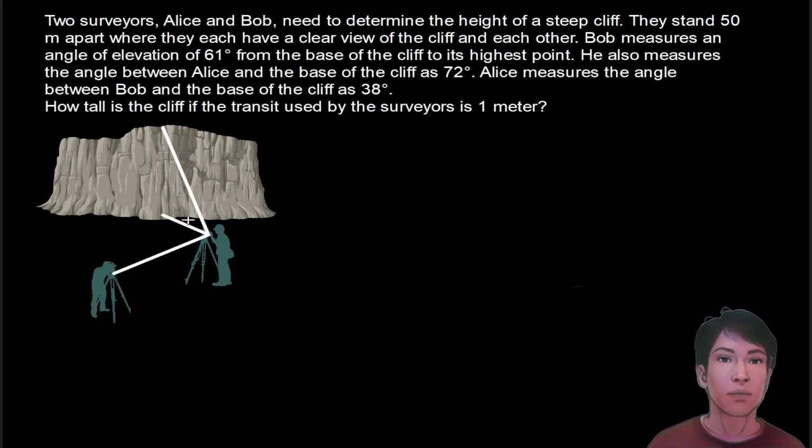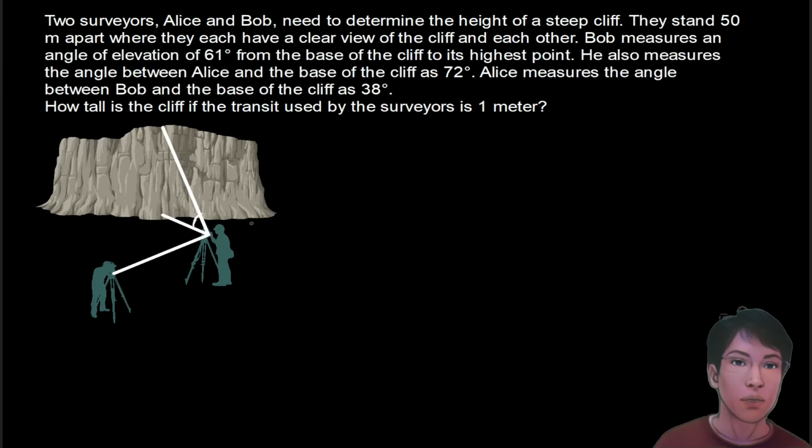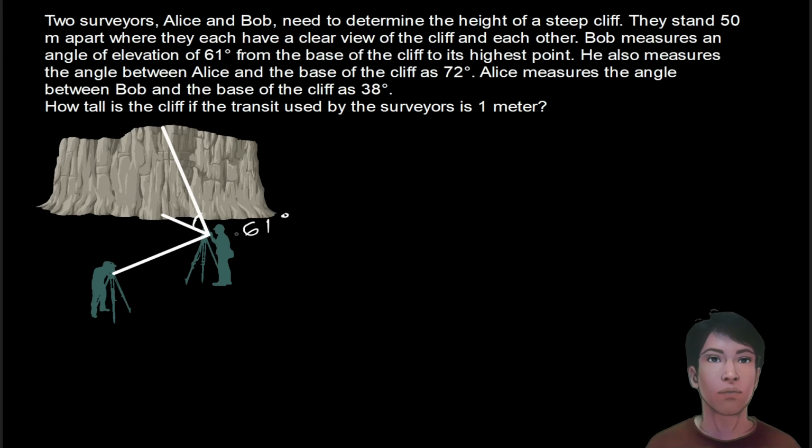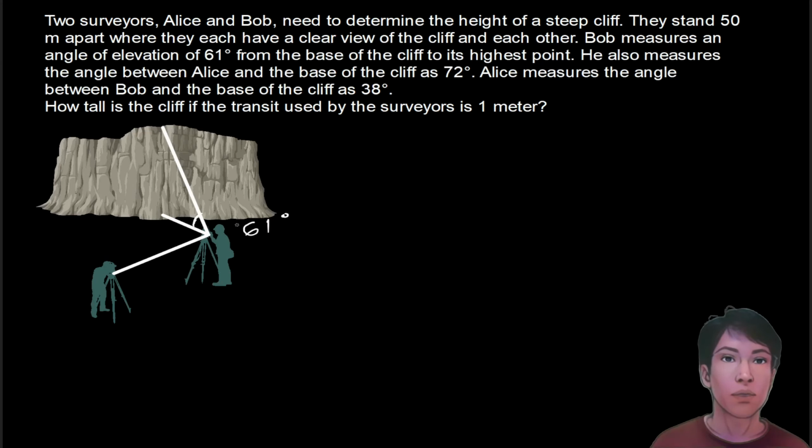So how much? 61 degrees. So this one is 61 degrees. Then he also measures the angle between Alice and the base of the cliff.